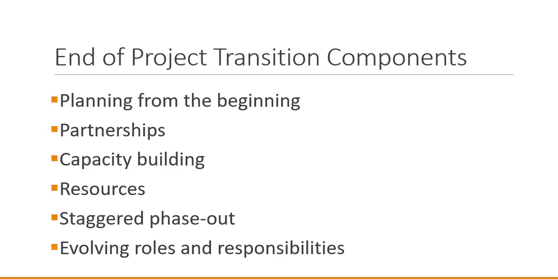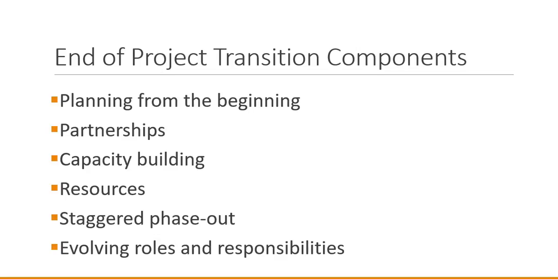Is there an option for a staggered phase out? This is the idea of gradually ending the project, gradually transitioning the project to the local community so they don't take over all at once, but there's a gradual phase out of the implementing organization and phase in of responsibility on the part of the local community.